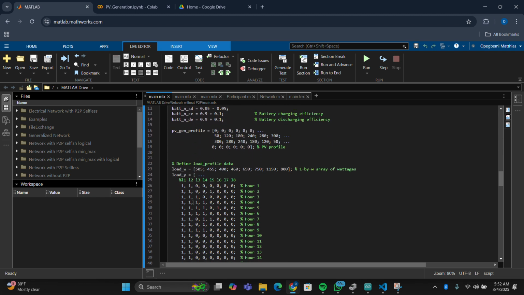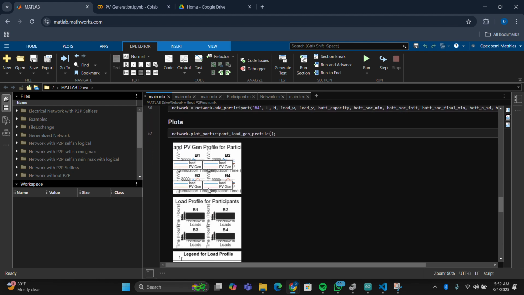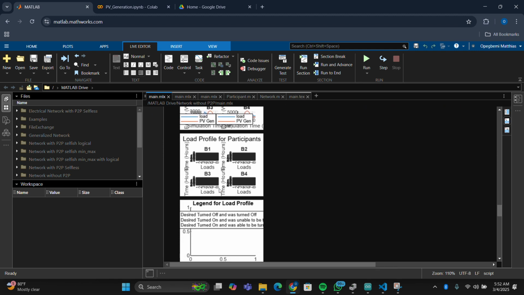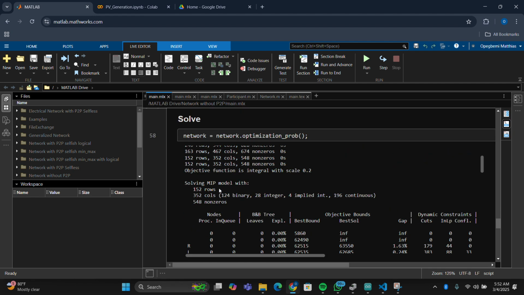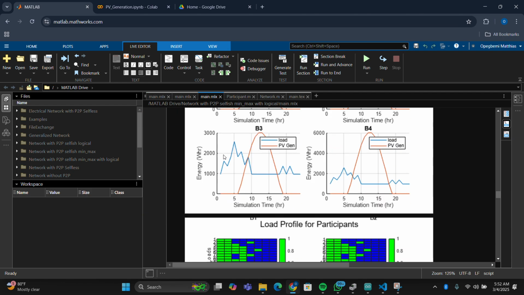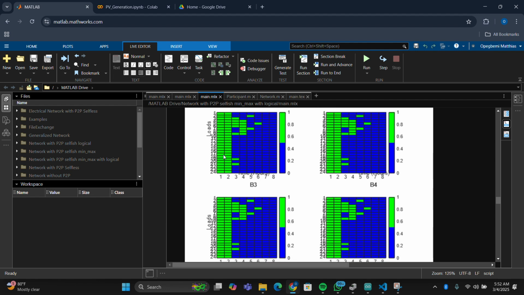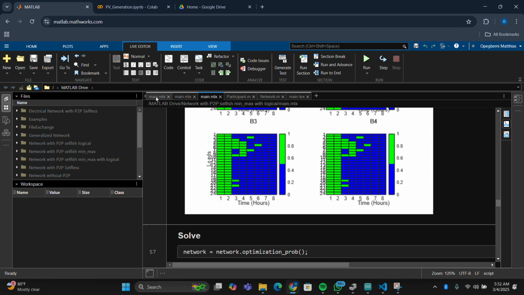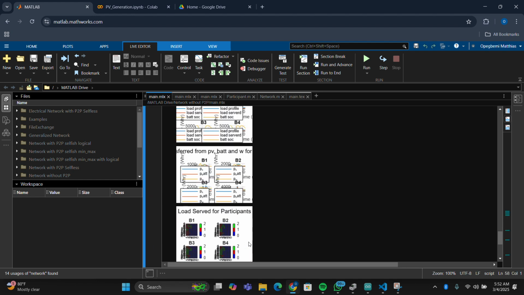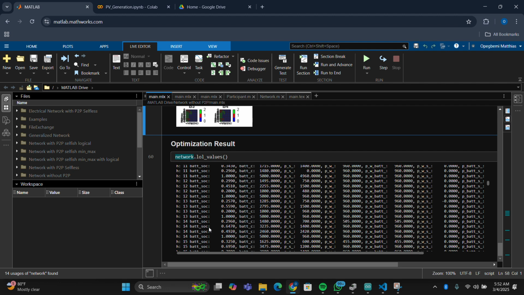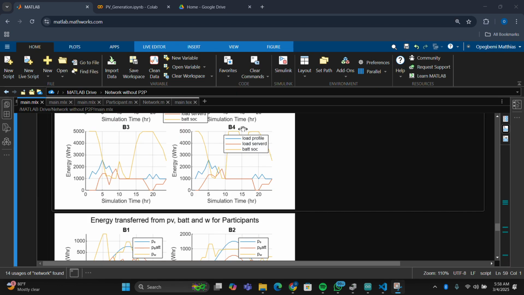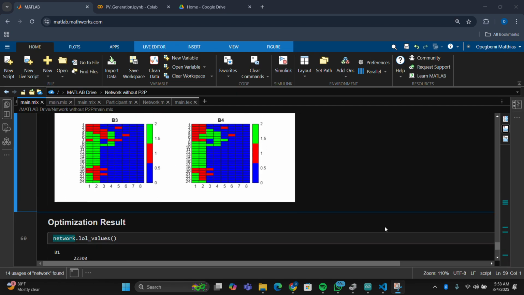So what we first worked on was setting up each of the users and determining their load profile. So these are the load matrices for each of them. Like I said, they are the same. So I solved the network when peer-to-peer energy trading was not involved, and the result after this simulation is this.